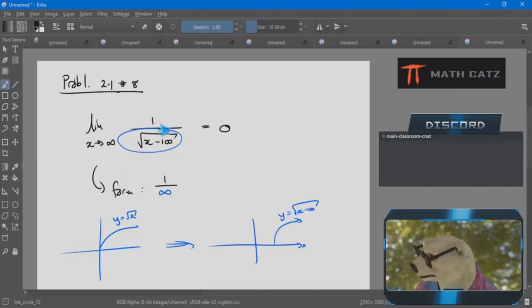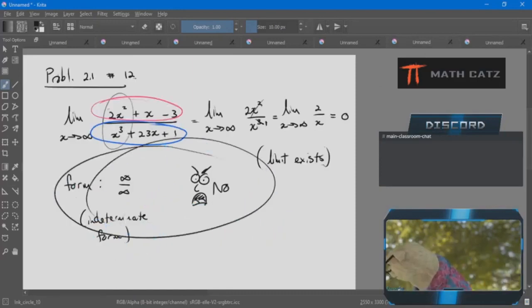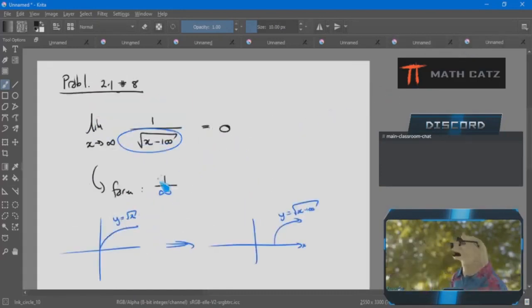By looking at the pieces separately, very often, not always, but very often, it can shed some light on how the whole thing behaves. If the numerator stays constant at 1, but the denominator keeps getting bigger, then the whole thing is going to be a fraction that shrinks down to 0. It doesn't matter what the function looks like.